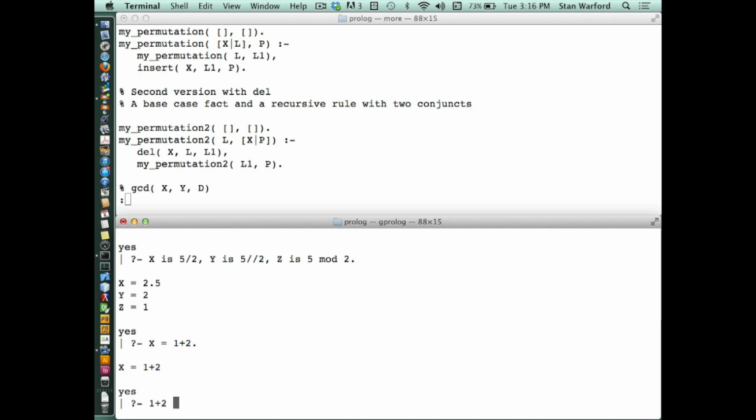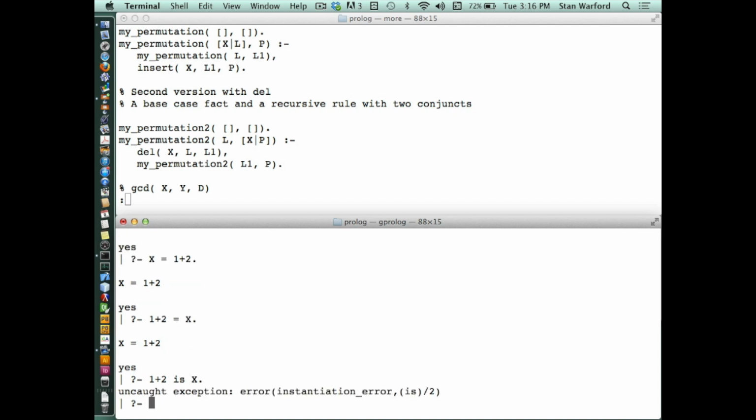And how about this? 1 plus 2 match capital X. What do you suppose happens here? Same thing, right? What about 1 plus 2 is X? What do you suppose happens here? Now, what did we say about the left-hand side and the right-hand side? Probably not going to work is right. Because what did we say? The left-hand side had to be a simple object, right? Okay? So is everybody with me on this, on the difference here?